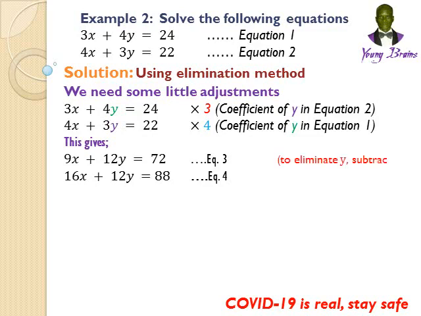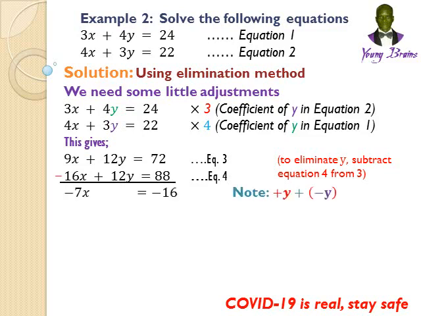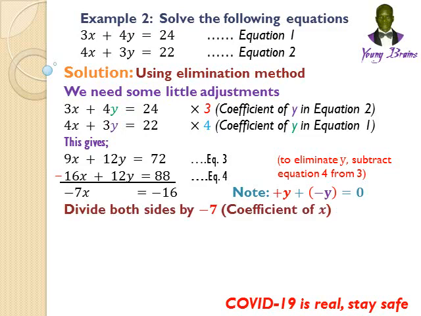To now eliminate y, we need to subtract equation 4 from equation 3, and this will give us minus 7x equals minus 16, knowing that minus 12y plus 12y will give us 0. So we divide both sides by minus 7, which is the coefficient of x. Then we have minus 7x divided by minus 7 equals minus 16 divided by minus 7. It now gives us x equals 2 and 2 over 7.